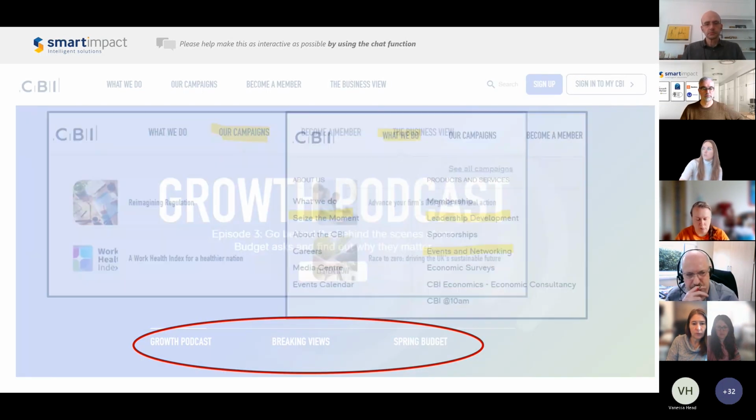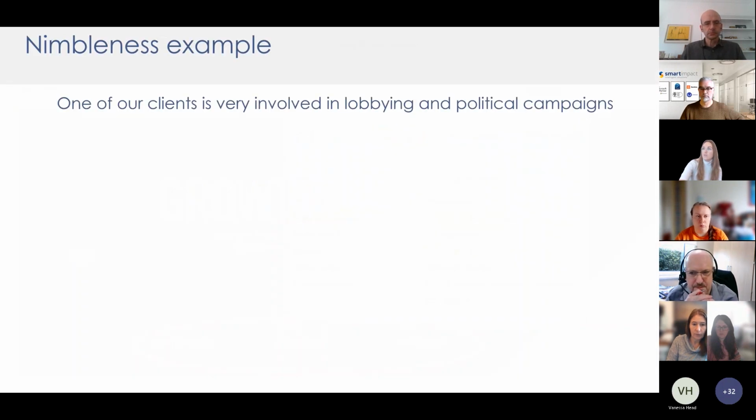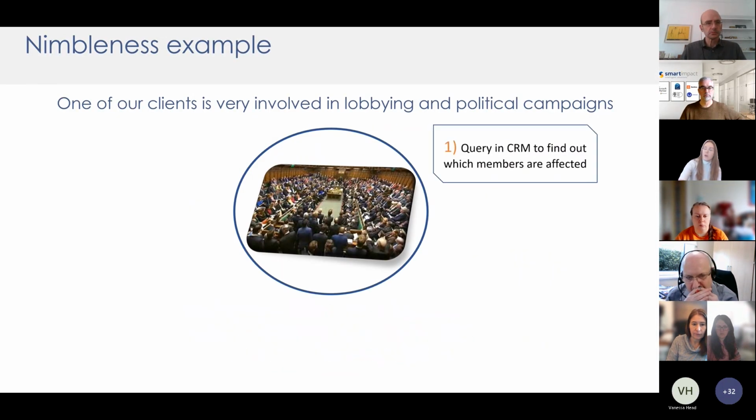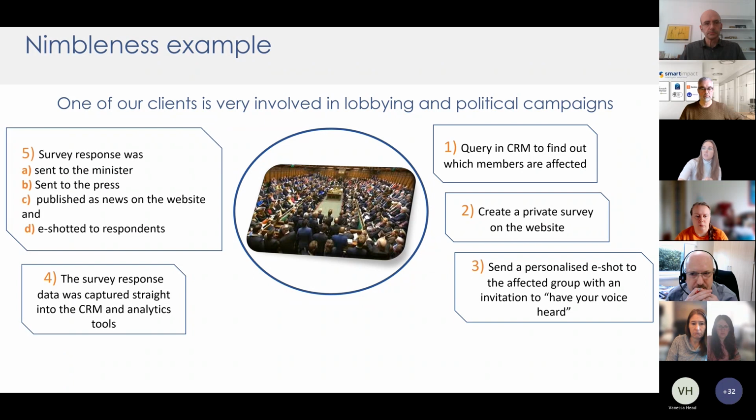Next, I want to show you a real life example. A number of years ago, there was a change in Parliament, and one of our member organisations is very heavily involved in lobbying. So when this huge change was made in Parliament, it was very important to be reactionary and to disseminate the correct information to members in essentially real time. The website did very well because the technology was already there.